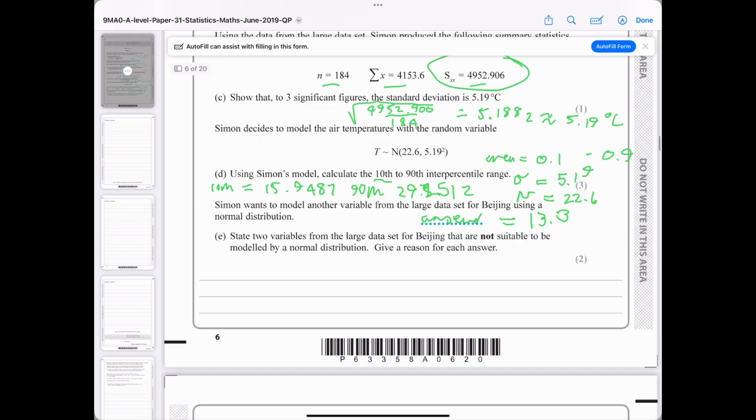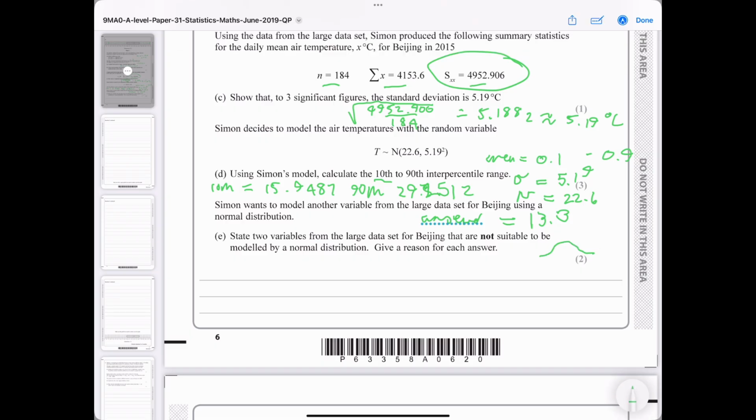State two variables from the large data set that are not suitable to be modelled by normal distribution, give a reason for each answer. Well, it's anything that's not modelled by a bell curve by normal distribution. So if it's to do with weather, I don't know, wind, sun is kind of like that. Tornadoes, you never know when they're coming. They're not normal, are they? So that might be anything like that.